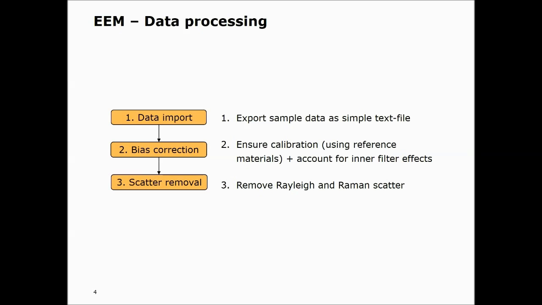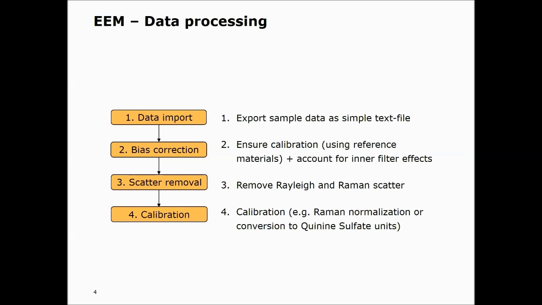Third, we need to remove scatter, so the physical scatter called Rayleigh and Raman scatter. And fourth, we need to calibrate our EEMs. That is, we need to make sure that the fluorescence units that we record, which are unique for every single instrument, are calibrated so that we can compare different results of different spectrophotometers.